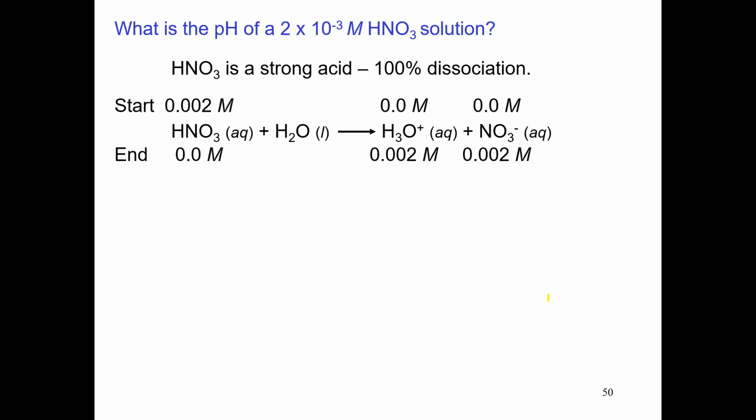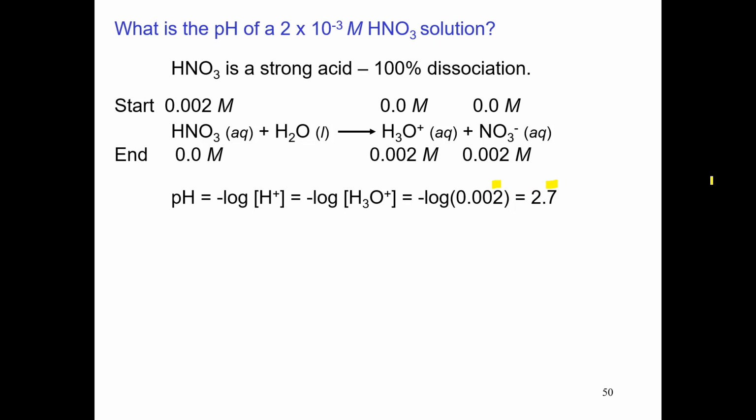So the pH will be minus the log of the concentration of hydrogen or hydronium ions, which is 0.002. Again, we go back to our discussion. This number has only one significant figure. That means that our pH only has 1 decimal in its value, and the value is 2.7.